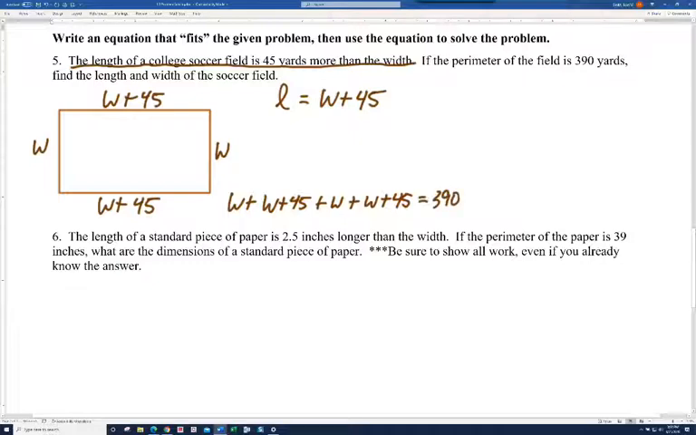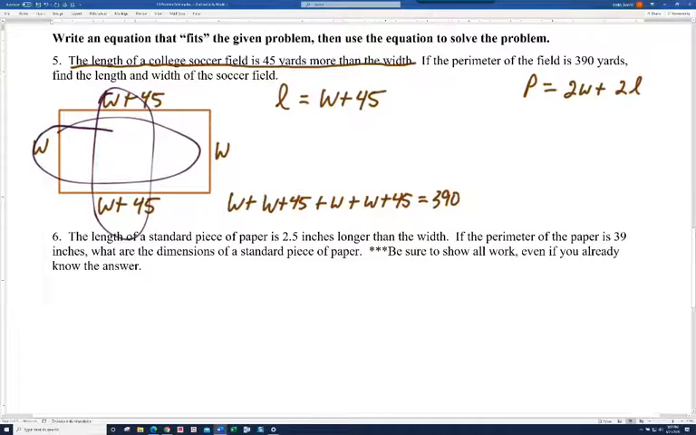Now we could solve that equation, but I want to show you another way you could do this, and most students seem to prefer this. We have a formula for the perimeter of a rectangle. It's 2 times the width plus 2 times the length. You can see we have two lengths and we have two widths. So that's where that comes from. Or you can even see it right here. We have two widths and two lengths.